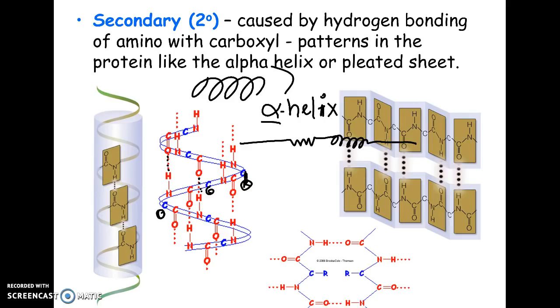Somewhere else on your paper, make a fan out of paper. You kind of go back and forth in a zigzag, and then pull it apart. And that would represent a pleated sheet. Again, in a real protein, there would be multiple areas where you'd have these little repeating patterns, specifically because of hydrogen bonding between the amino groups of some amino acids in the chain and carboxyl groups of amino acids further down the chain. So go ahead and do that step now.